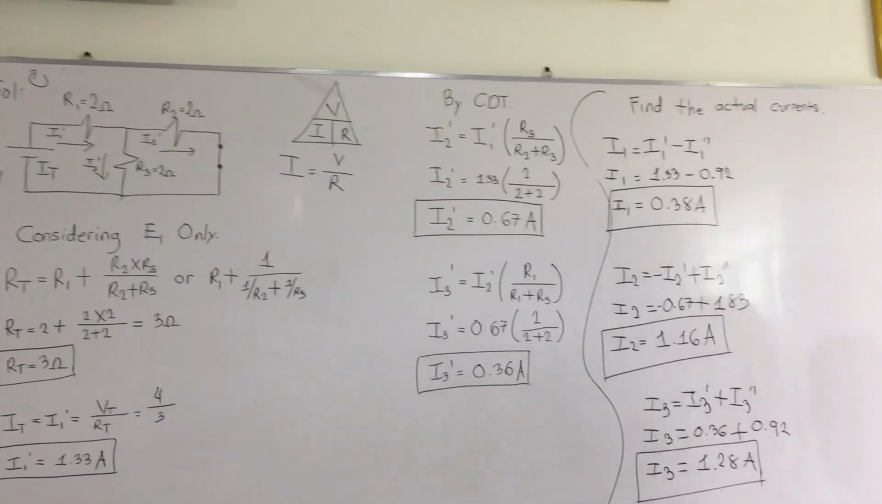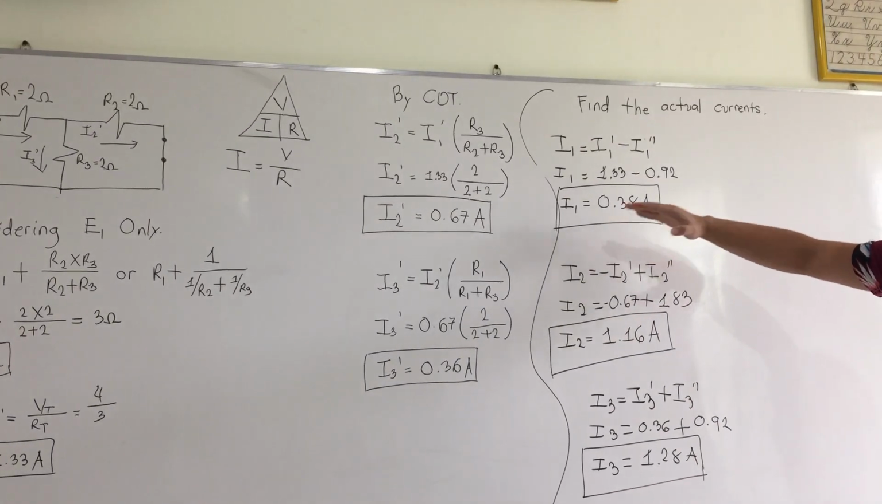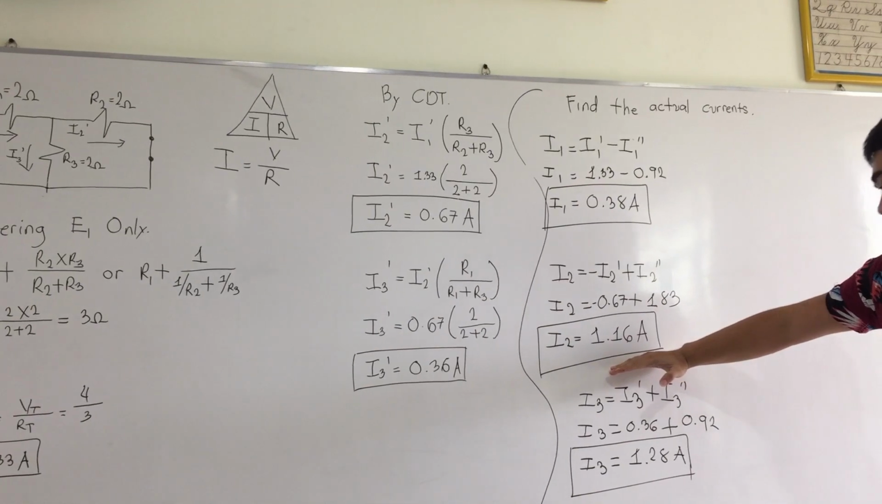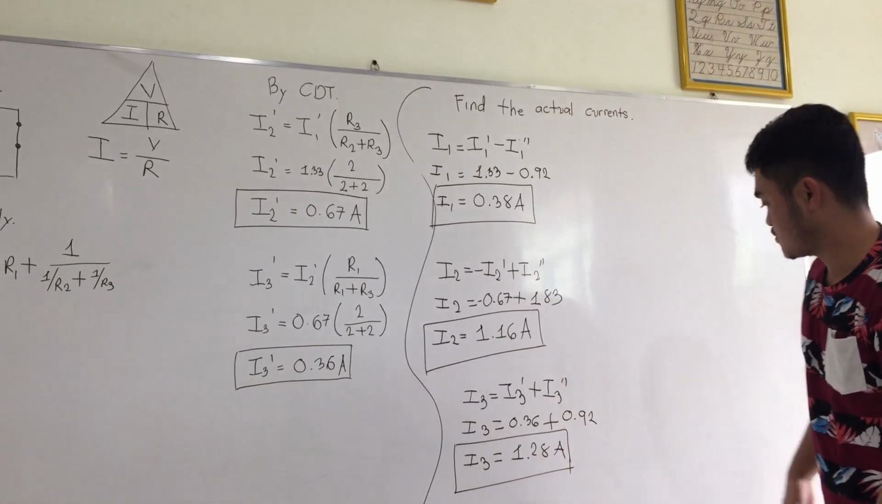So again, the actual currents of I sub 1 is 0.38 ampere, the I sub 2 is 1.16 ampere, and our I sub 3 is 1.28 ampere. So that would be all.